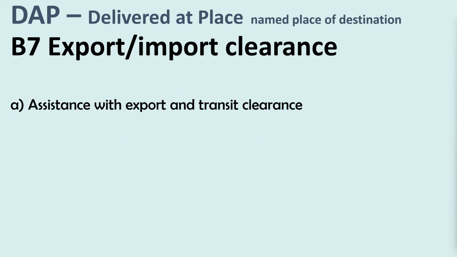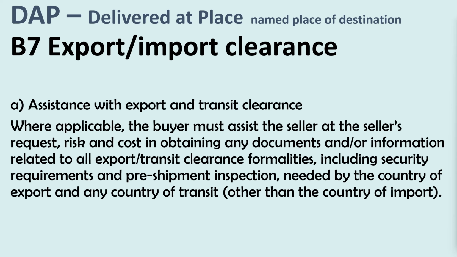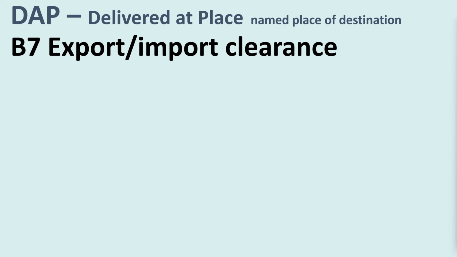B7, assistance with export and transit clearance. Where applicable, the buyer must assist the seller at the seller's request, risk and cost in obtaining any documents and/or information related to all export and transit clearance formalities, including security requirements and pre-shipment inspection needed by the country of export and any country of transit other than the country of import.